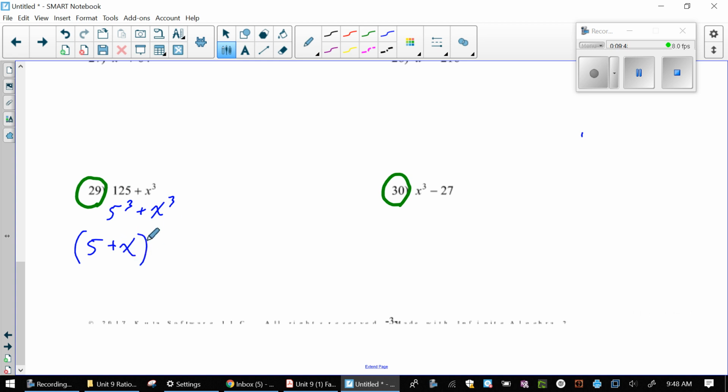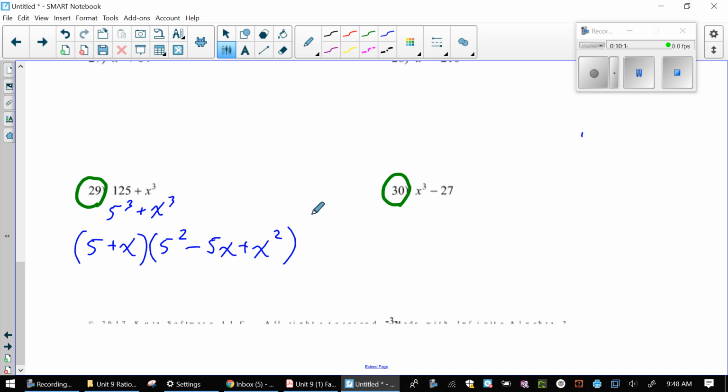Then we do a trinomial, and it's going to be our first term squared, so 5 squared. And now this is where I use the opposite sign. So it was a plus first, stayed the same. Now it's opposite, and it's going to be a times b, or in this case 5 times x, so minus 5x. And then our last sign is always a positive, and that's going to be times our second term squared.